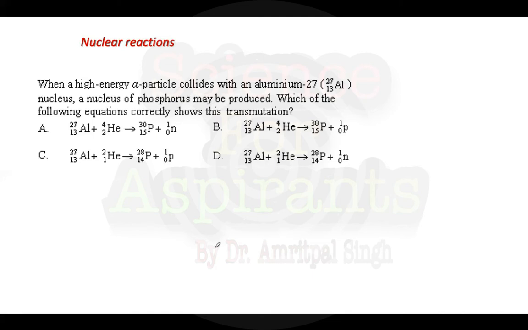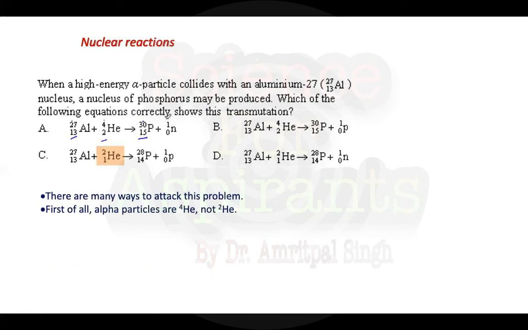Yeah, so you can count, here 13 plus 2, that is 15. So right hand side it is 15. 27 plus 4, it is 31. Here 30 plus 1, so it is 31. So conservation of nucleon and conservation of charge is followed. So option A is the correct answer.